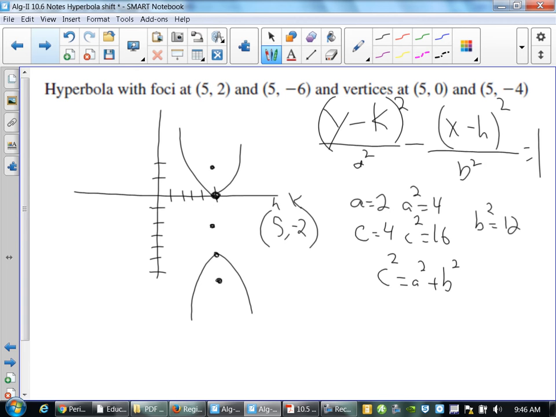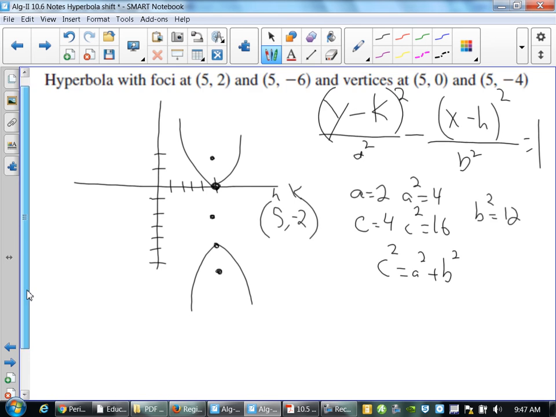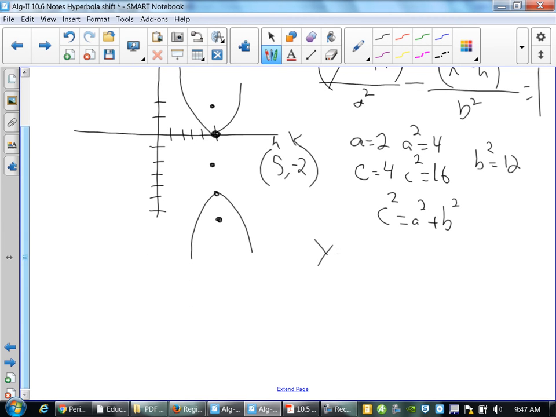Now it's just a matter of substituting in. Don't get fooled by the y squared term going first. You guys will have a tendency of writing y minus 5 here because you think h, k is going to go first as the first term. It's flipped here, okay? So you wind up with y plus 2 quantity squared over 4 minus x minus 5 quantity squared over 12 equals 1.